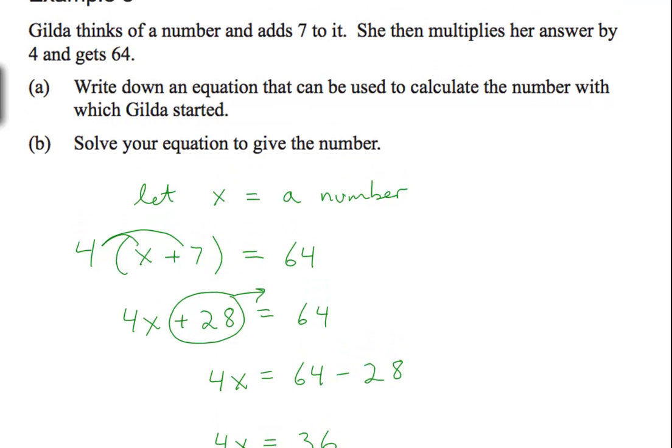So let's try that. Gilda thinks of a number. Well, Gilda thinks of 9. She adds 7 to it. So we add 7 to Gilda's number. 9 plus 7 equals 16. So far she has 16. She then multiplies her answer by 4. So we take 16 and multiply that by 4. 16 times 4 is 64. And she gets 64. So we can confirm, indeed, that our solution is correct. Her number that she was thinking of is 9.